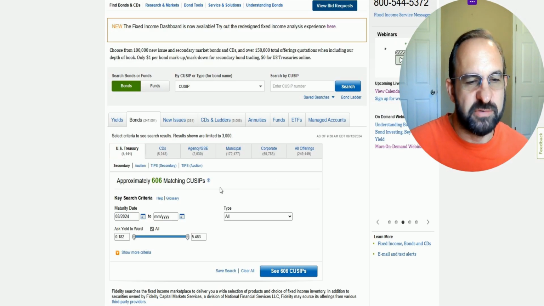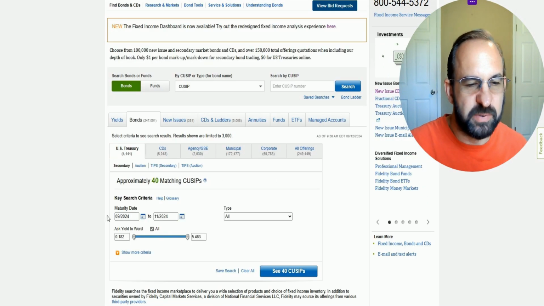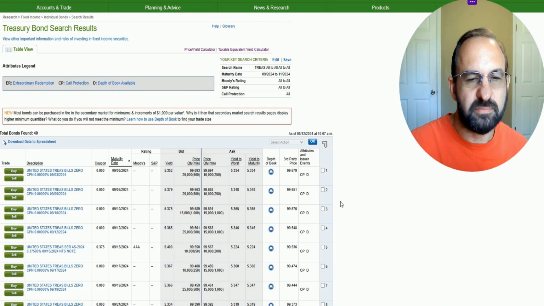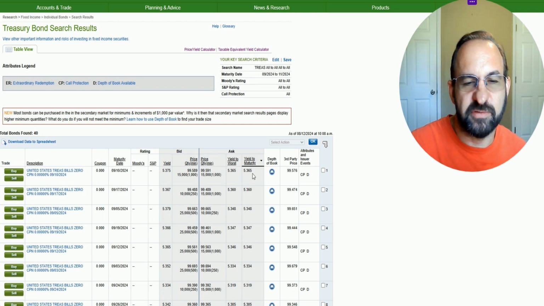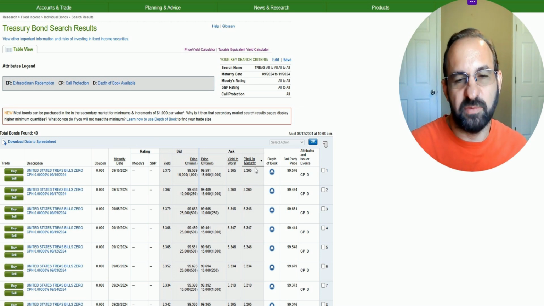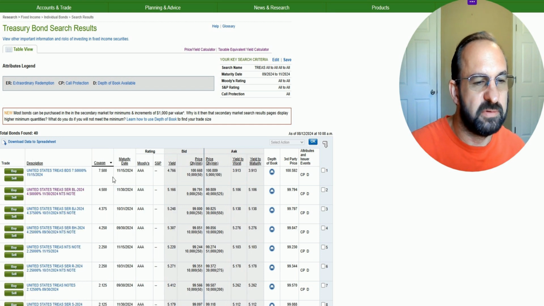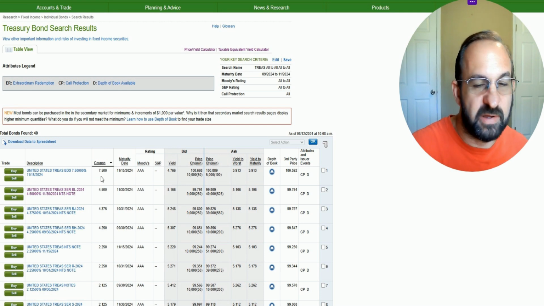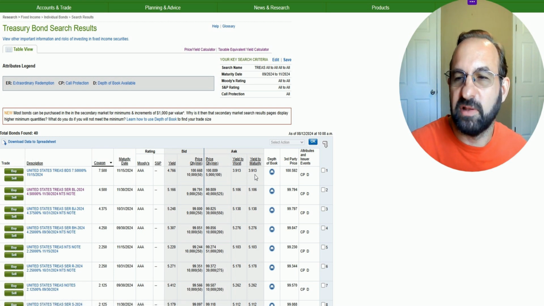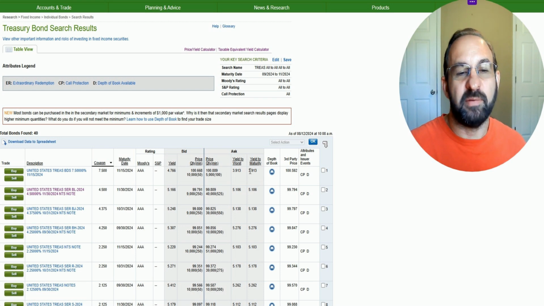Now if you just want U.S. Treasuries, you can go here and do the same thing. I just put in these dates right here, and there's only 40 available. I'm clicking on, actually looking at the U.S. Treasuries right here: maturity date September 10th, coupon is 0, and the yield to maturity is 5.365. So this, in a taxable account, would be no advantage to me, for us. Now here is the coupon of 7.5, and the yield to maturity is 3.913. So that means you're paying a premium for this.